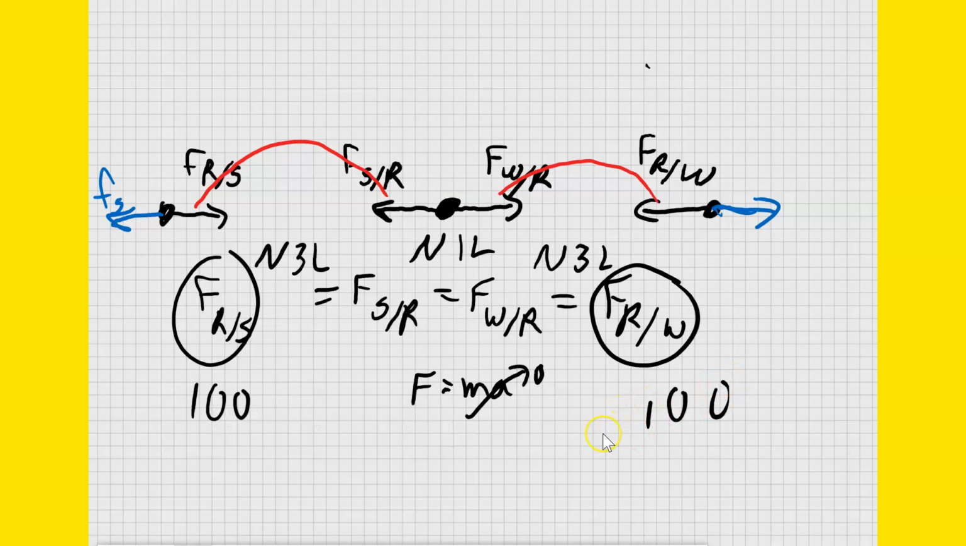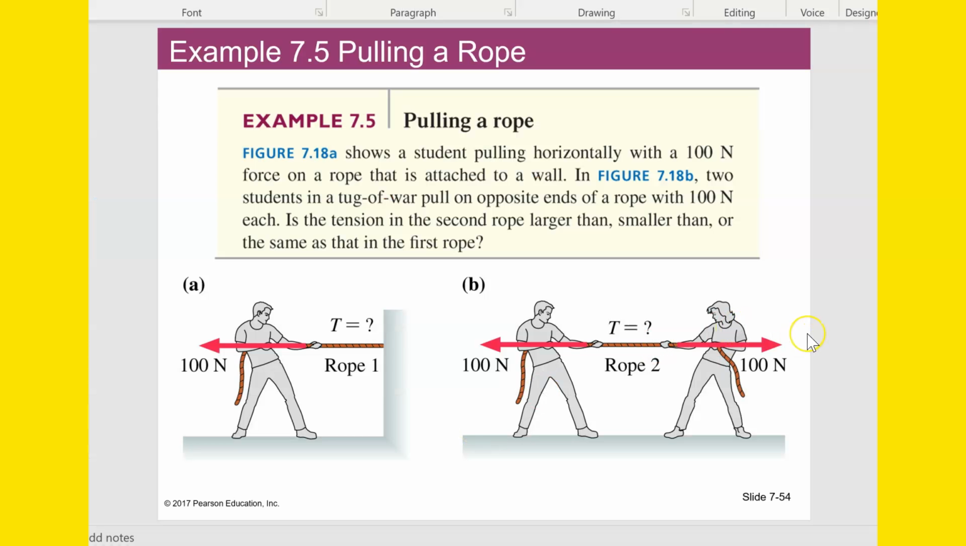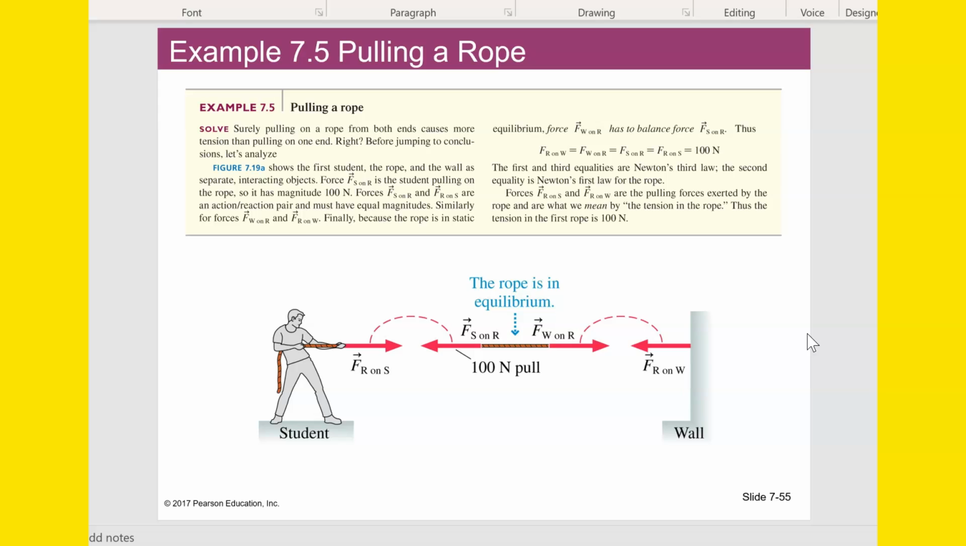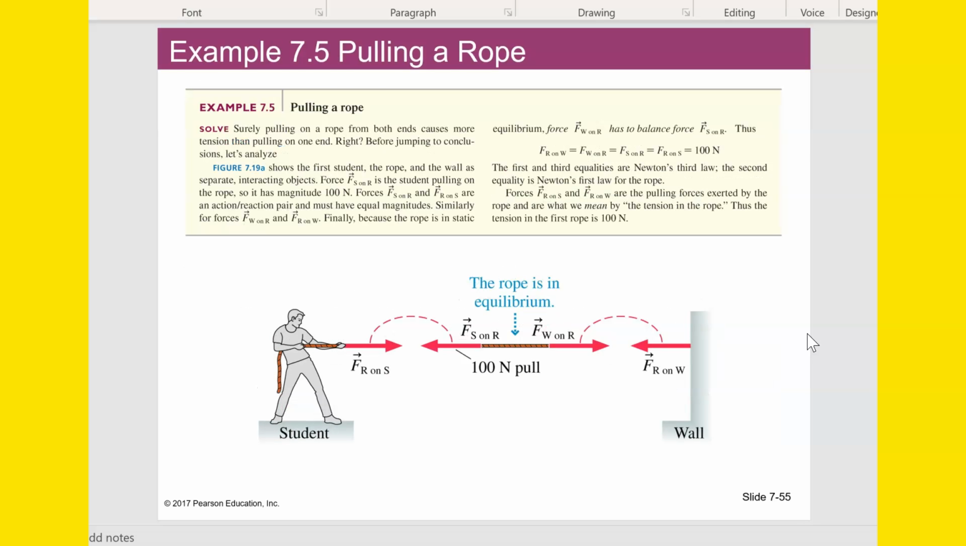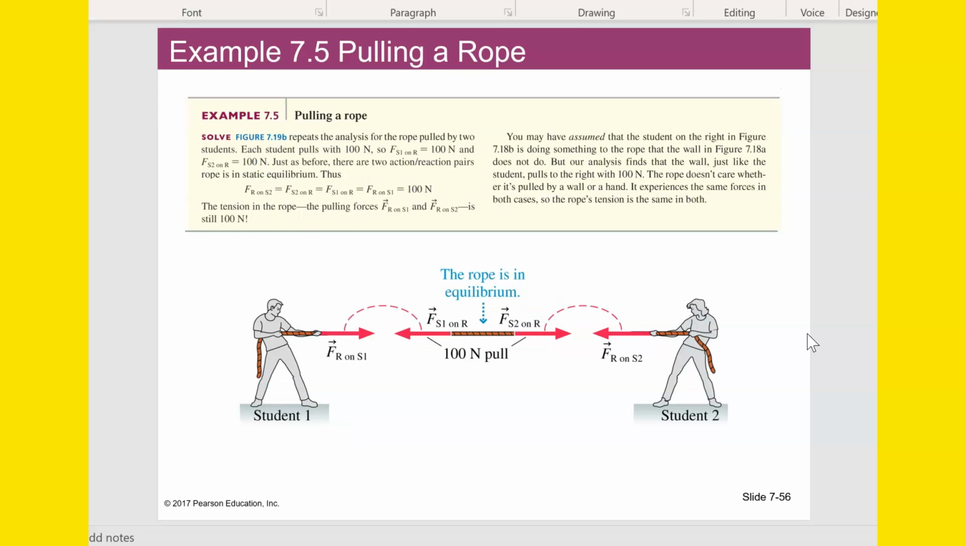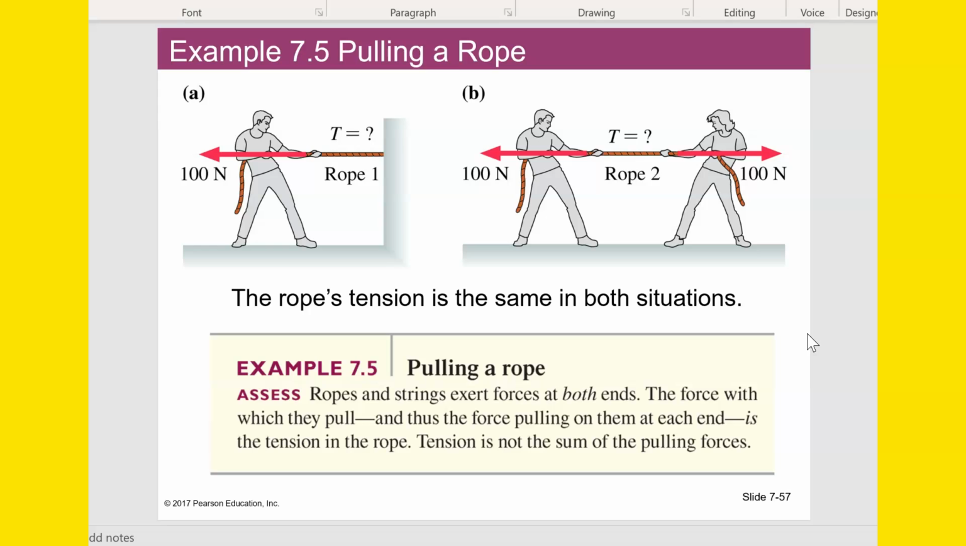Okay. Where are we? Back to the PowerPoint. If you want to pause it and look at the explanation from the publisher, feel free to do that and read through it.